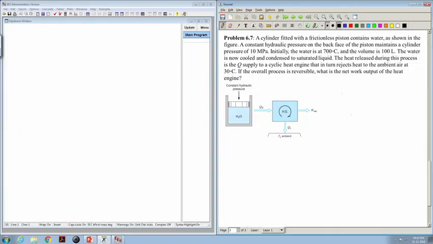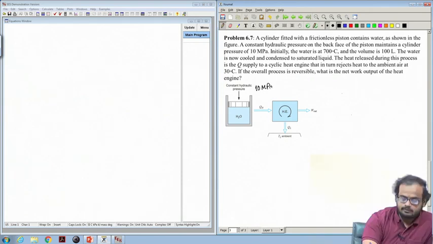A cylinder is fitted with a frictionless piston which contains water, and the back face maintains a pressure of 10 megapascal. Initially the water is at 700 degrees Celsius, so T1 is 700, and the volume of the whole container is 100 liter. It is now cooled to saturated liquid.